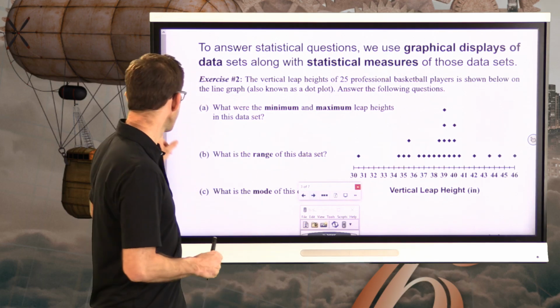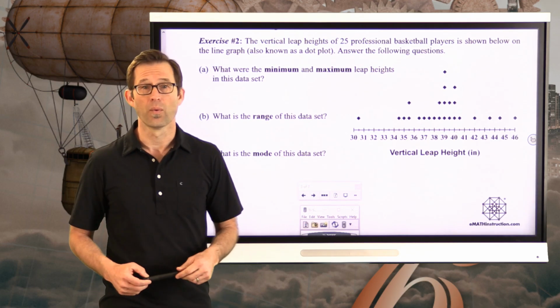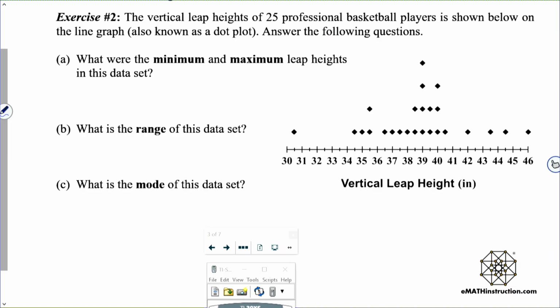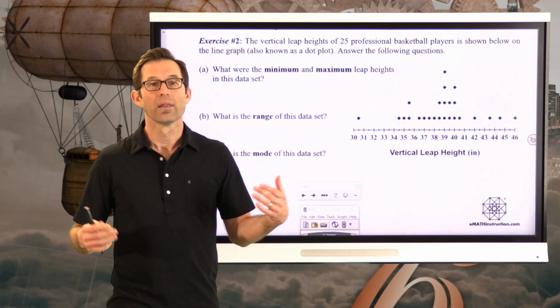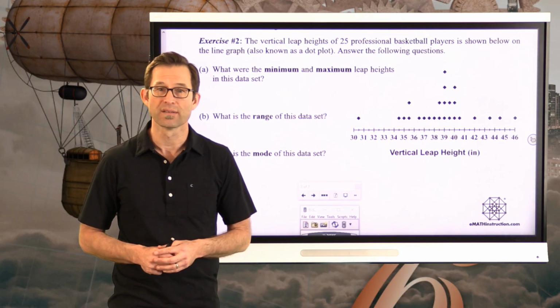So let's take a look at exercise number 2, where we continue to look at this vertical leap question. The vertical leap heights of 25 professional basketball players is shown below on the line graph, also known as a dot plot. Answer the following questions. All right, letter A, what were the minimum and maximum leap heights in this data set?